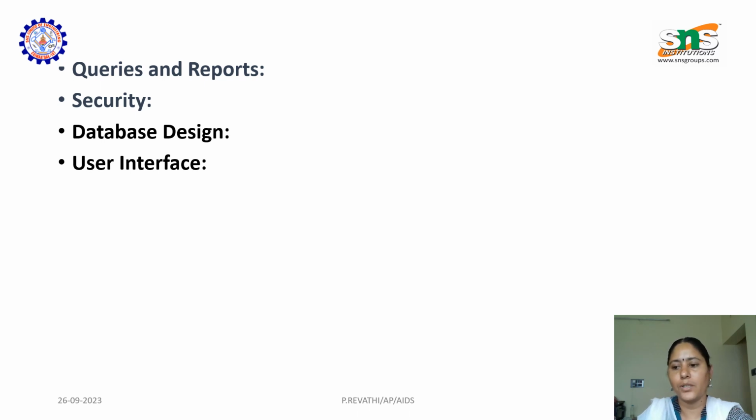Queries and reports. List all appointments for a specific doctor. Retrieve a patient's medical history. Find available appointment slots for a particular date and time. Generate reports on patient demographics, doctor schedules, etc. It comes under queries and reports. Security. Implement role-based access control to ensure only authorized users access that data. Example, doctors, nurses, administrators can access and modify specific data. Encrypt sensitive patient information to protect privacy.